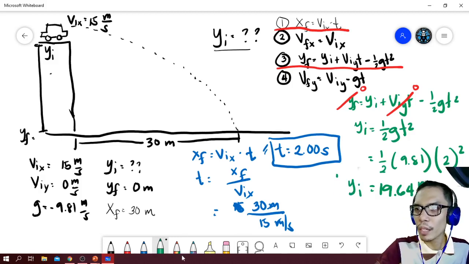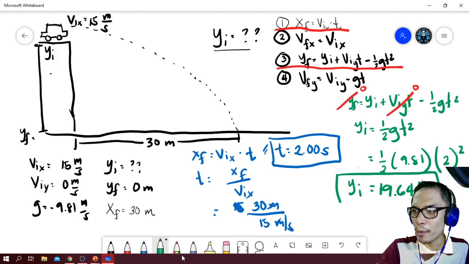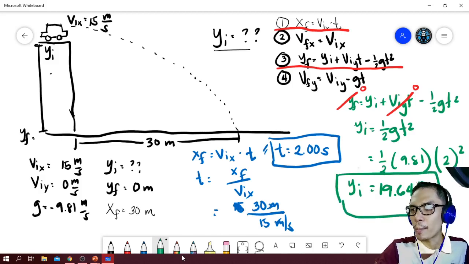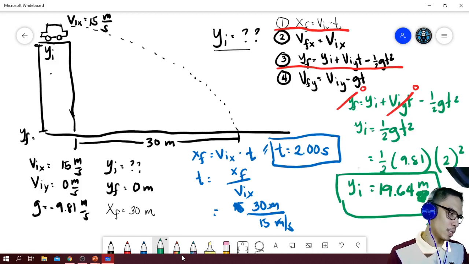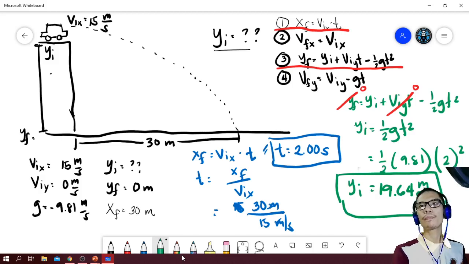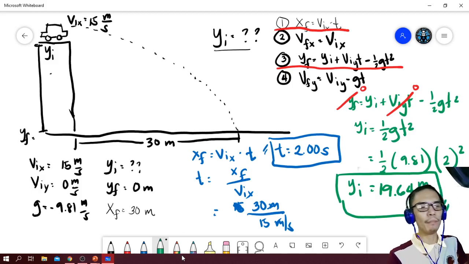So we have y sub i over here, and this is now the answer to our question. For the problem, how high is the cliff? That is 19.64 meters. There you have it. Okay, next one.